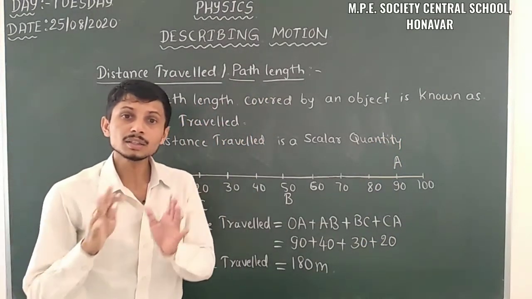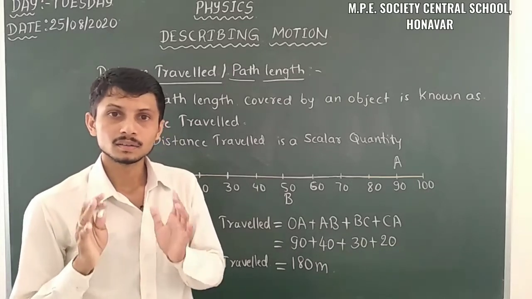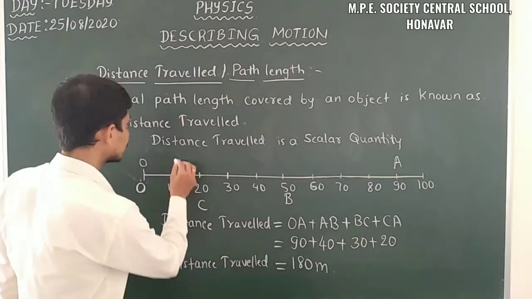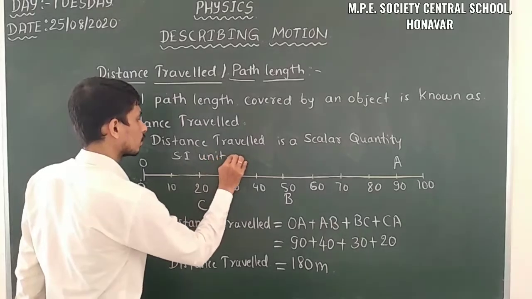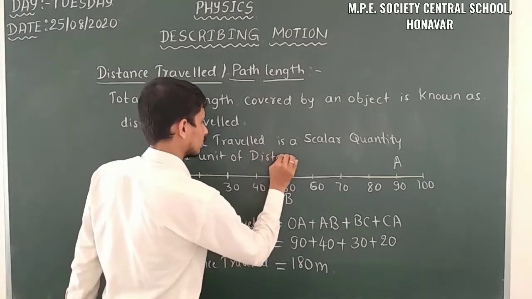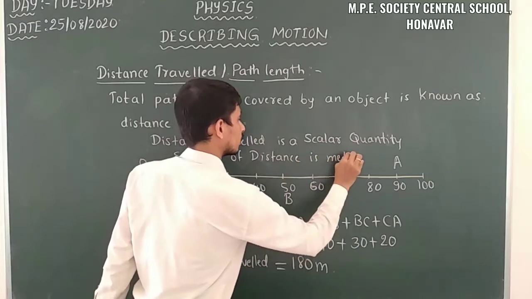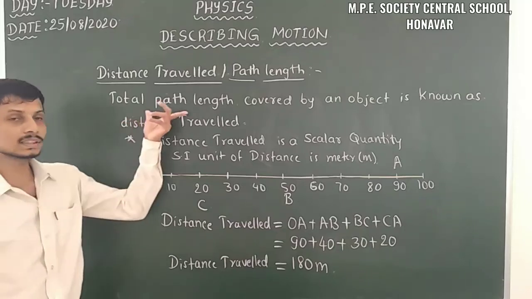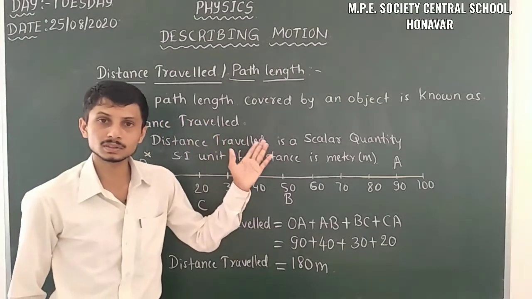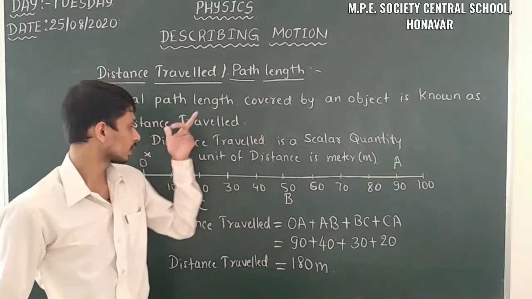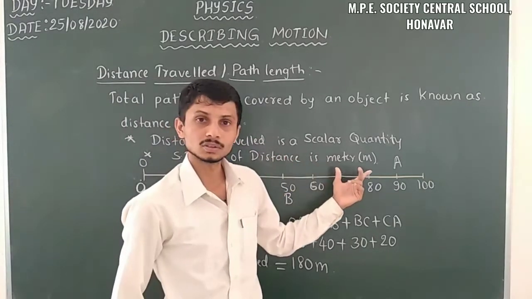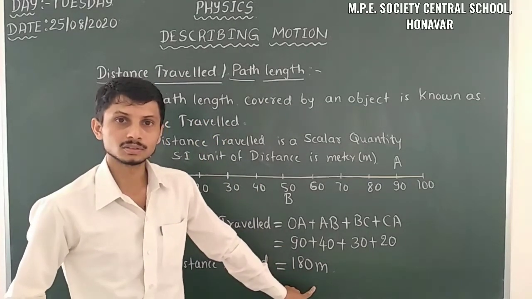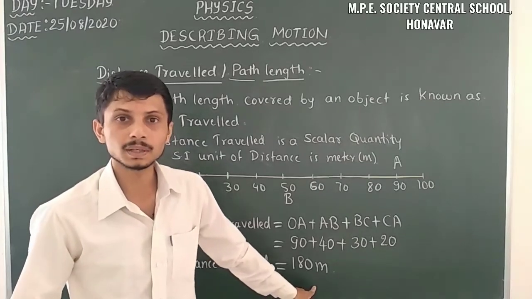All physical quantities have their SI unit. We express this distance traveled in meters, so the SI unit of distance is the meter. So this is the definition: the total path covered by an object is known as distance traveled, and distance traveled is a scalar quantity, and the SI unit of distance is the meter. We express the distance or total journey in meters. So let us move on to the next parameter, that is displacement.